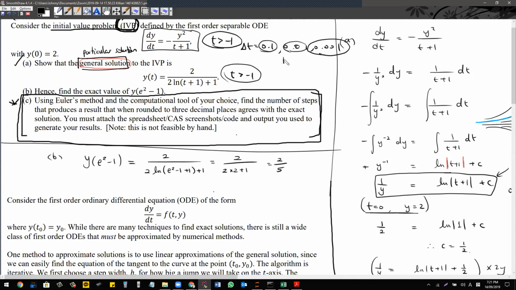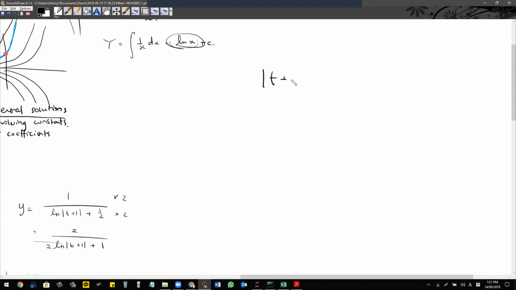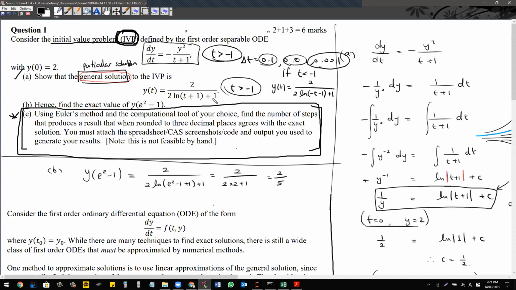Let me write it here. If t is less than -1, then your answer must be changed to 2 over 2 ln of 1 minus t, negative t negative 1. Sorry, negative t negative 1 plus 1. Yeah, because the absolute value of t plus 1 is t plus 1 if t is greater than -1, and negative t negative 1 if t is less than -1, right? Now that's the answer for B.